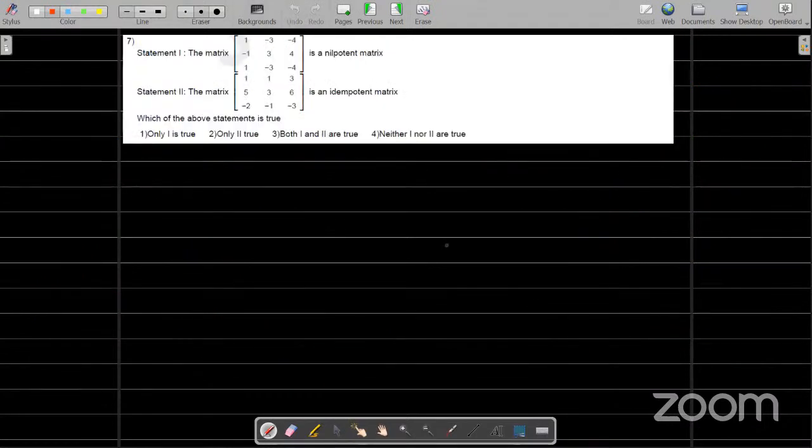Okay, 7th problem. Okay, so this is very straightforward problem. We just need to know the definitions. Okay, so what is a nilpotent matrix? There are basically 3 types of matrices: nilpotent matrix, idempotent matrix, and involutory matrix.